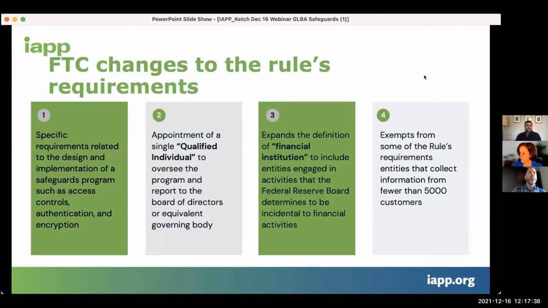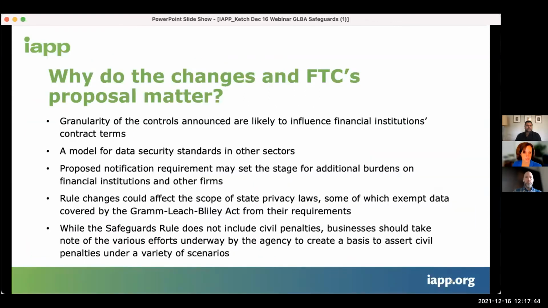Okay, so with that, let's see, I think we're on to, yes. So why did the changes matter?